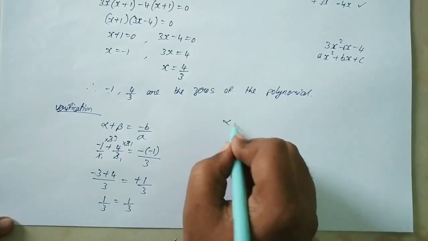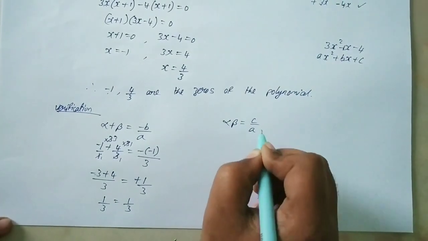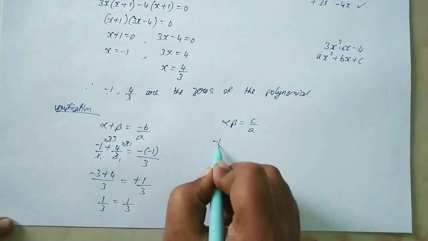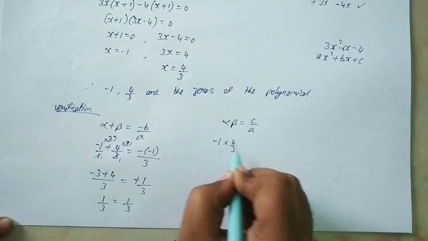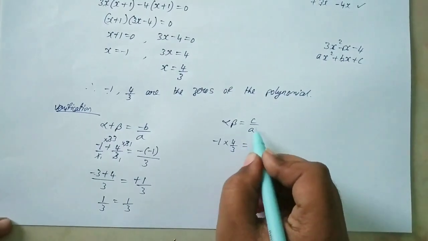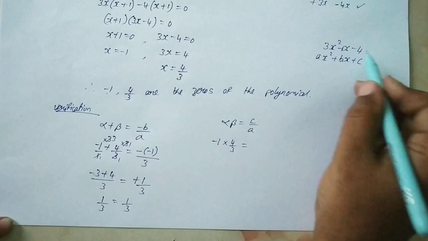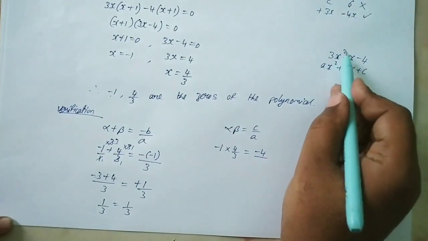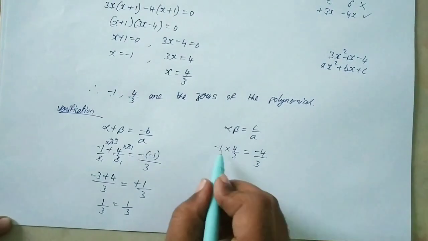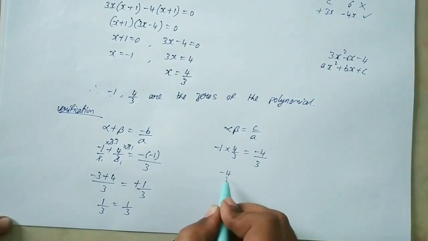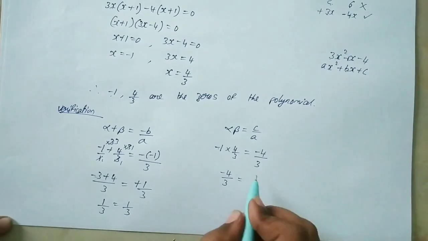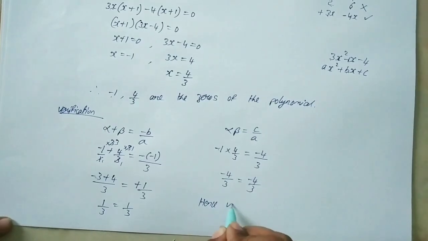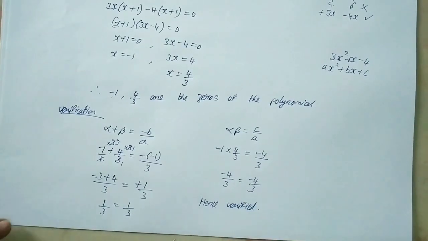Next, one more, we have to verify the product of zeros. What is the formula? Alpha times beta is equal to c by a, right? Alpha and beta mean zeros. I will take alpha as minus 1, beta as 4 by 3, equal to c by a. C means the constant. What is the constant they have given? Minus 4, divided by a. A means the coefficient of x square. What is the coefficient of x square they have given in the question? 3. So minus 1 into 4 is minus 4, denominator 3 as it is, equal to minus 4 by 3. So LHS is equal to RHS. Hence verified. Thank you.